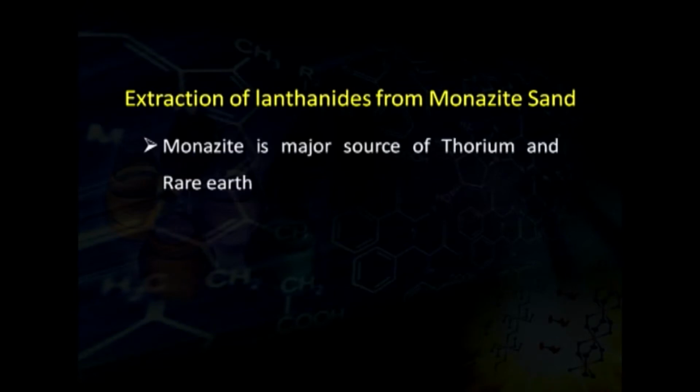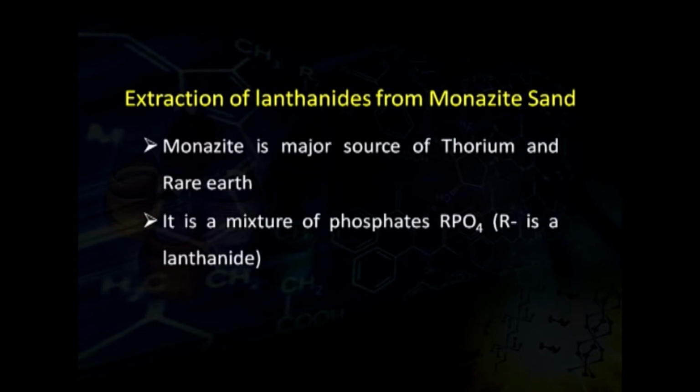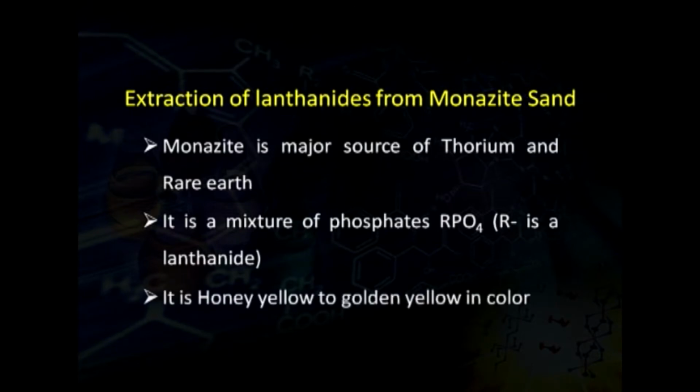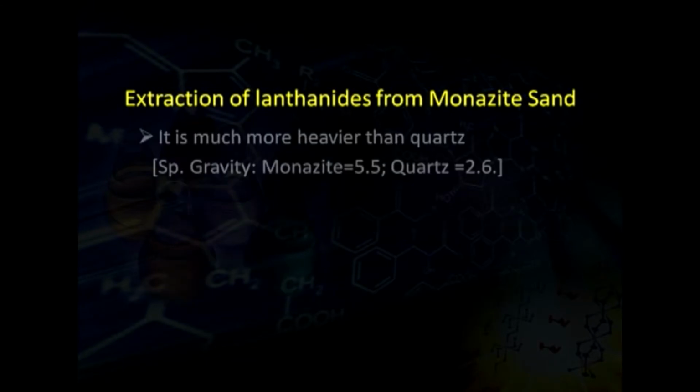Let us see first the extraction of lanthanide from monazite sand. Monazite is the major source of thorium and the rare earths. It is a mixture of phosphates of RPO4 type, where R represents the lanthanides, such as lanthanum phosphate. It is honey yellow to golden yellow in color.